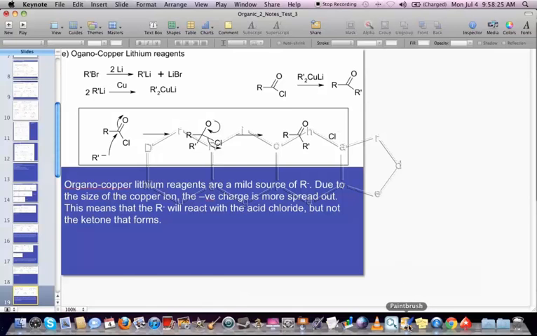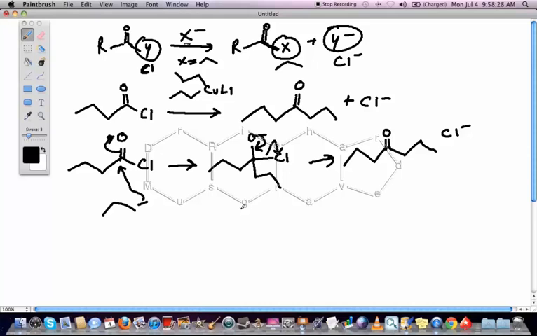Alright, so there's your reaction, and you can see we're just again using the single equivalent of C minus here to come in and react, and since it is such a mild form of C minus, we don't get further reaction of the ketone to form a tertiary alcohol.